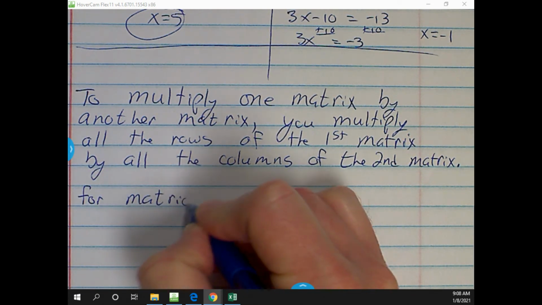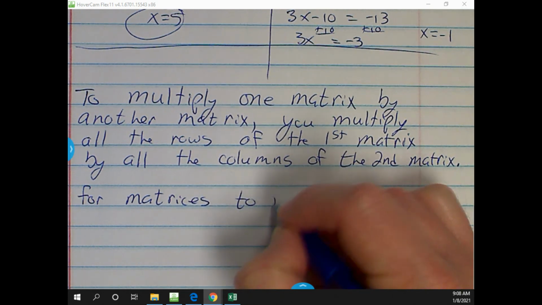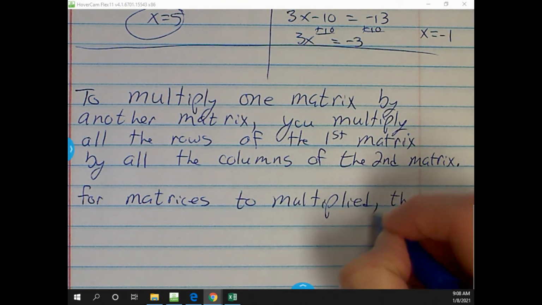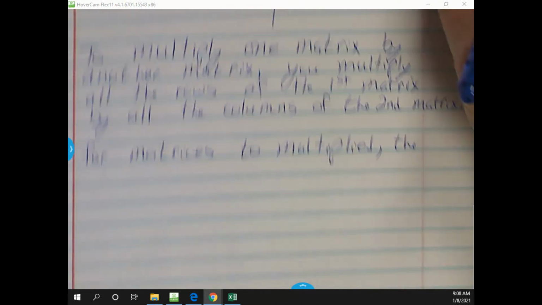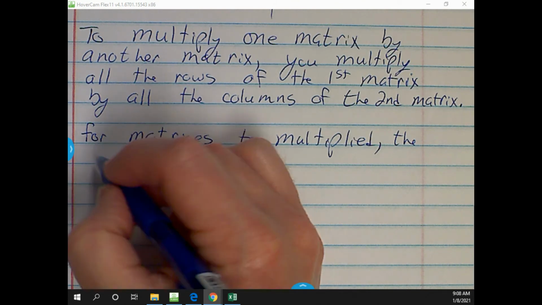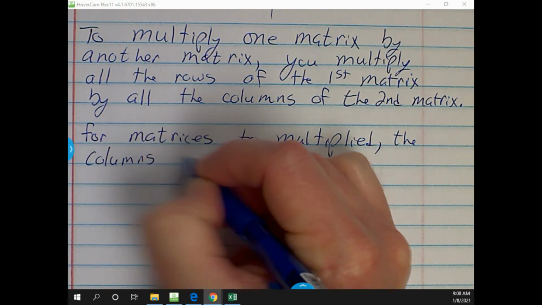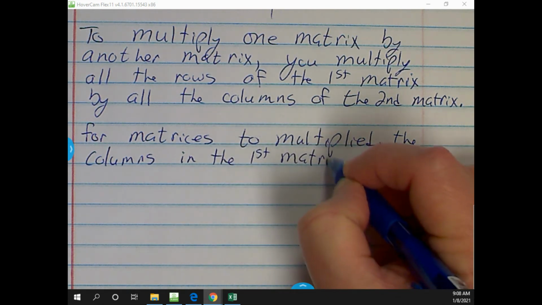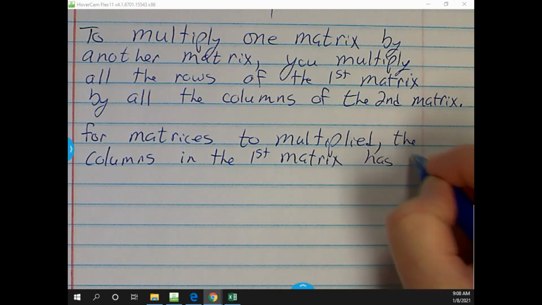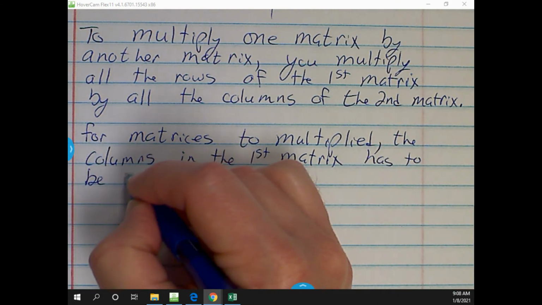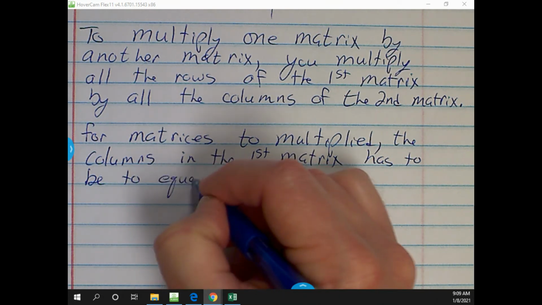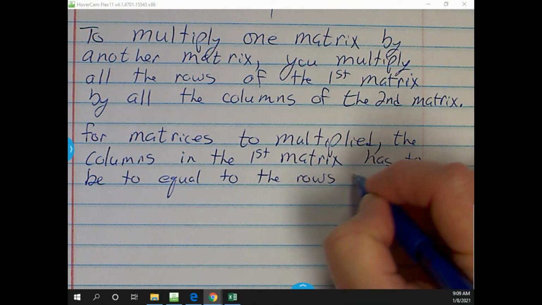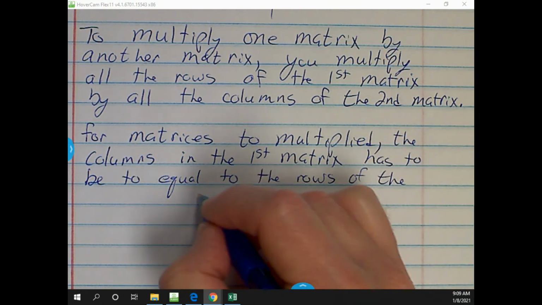we'll say it this way. For matrices to be multiplied, comma, because this is where you have to kind of put it all together. For matrices to be multiplied, the columns in the first matrix has to be the same, or say has to be equal, to the rows of the second matrix.